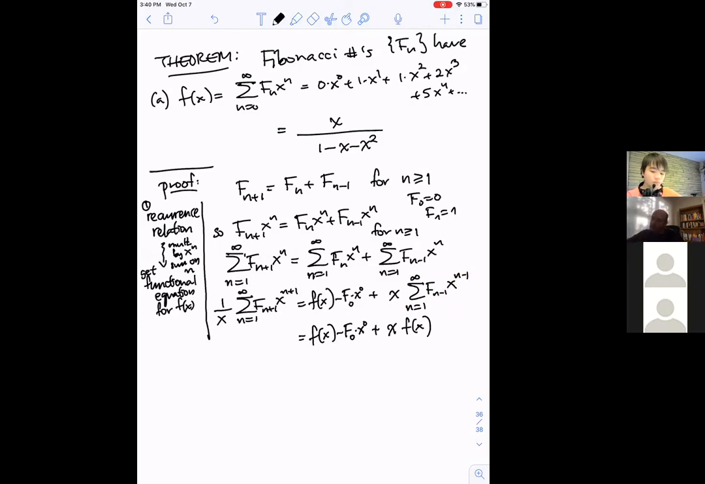And this one, what do we got here? We got a 1 over x. This one starts, n goes from 1 to infinity. It starts with an f_2 x squared and then f_3 x cubed. So it's not quite little f of x, which would begin with the x to the 0 term. It's missing the x to the 0 term and the x to the first term. So I'm going to say it's f of x minus f_0 x to the 0 and f_1 x to the first.